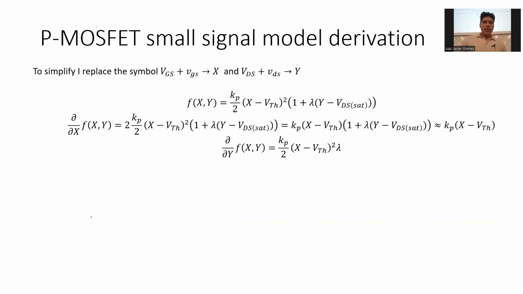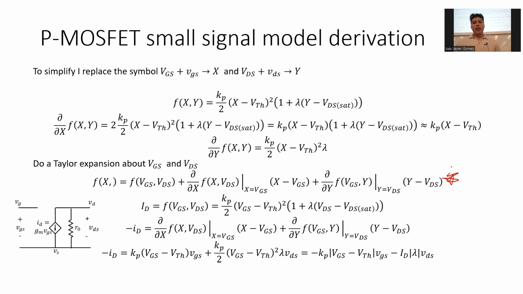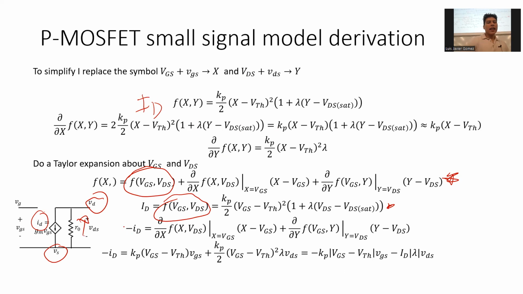So that's kind of what this derivation does. Here's the Taylor expansion written up in a clean form. I'm calling this capital ID because this is just the current ID evaluated at capital VGS and capital VDS, which is just your bias point. Now in this particular case, since we are defining ID as pointing from the drain to source, and for the PMOS transistor ID points in the opposite direction, on the left-hand side we're going to have negative ID.